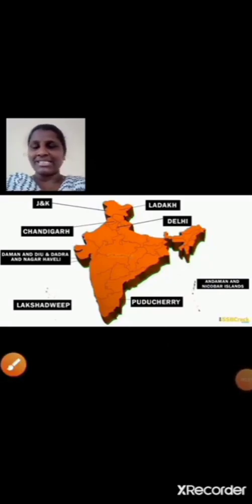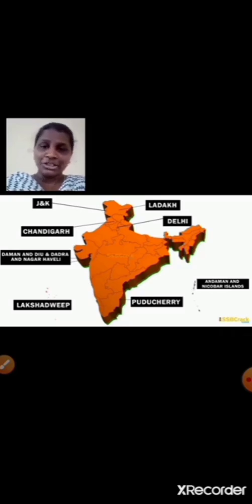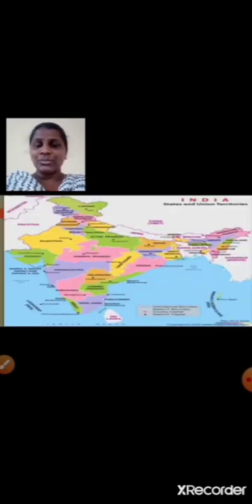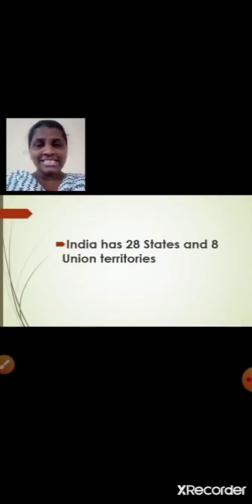Students, here on this map you can see the union territories. We have Jammu and Kashmir and Ladakh. These two are the new union territories, students. And already we had Chandigarh, Daman and Diu, Dadra and Nagar Haveli, Lakshadweep, Puducherry, Andaman and Nicobar Islands and Delhi. Earlier Daman and Diu and Dadra and Nagar Haveli were two different union territories, but now they have been merged together. So in total we have 8 union territories. Is that clear, students? So as per the new update we have 28 states and 8 union territories.